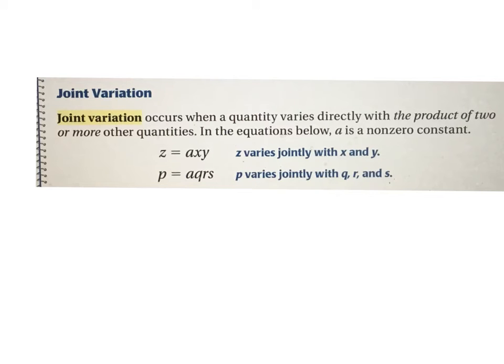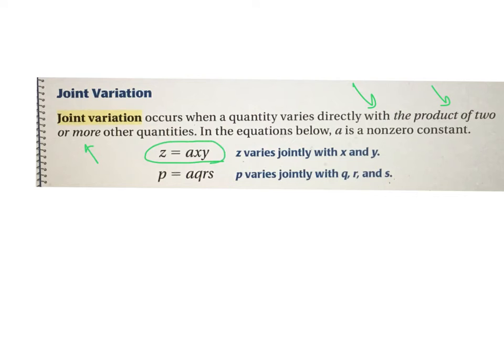Okay, last type of variation is called joint variation. That's when you have more than two variables involved. Joint variation occurs when it varies directly with the product of two or more quantities. So the product, we're multiplying when we do joint variation. Here's an example right here.